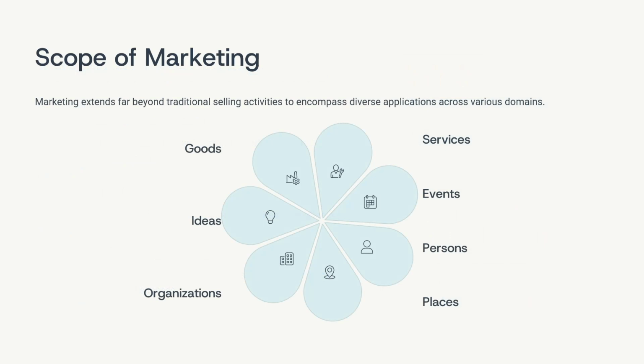Now, let us understand the scope of marketing. Scope means the area where marketing can be applied. Marketing is not limited to selling products or goods or services. It applies to many different areas such as goods, services, events, persons, places, organizations, even ideas.